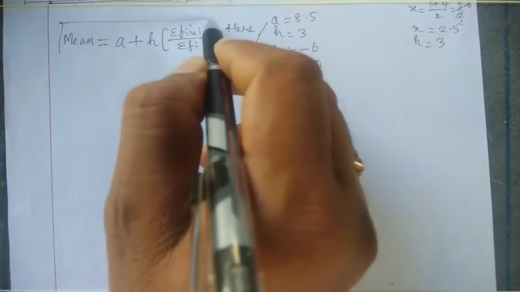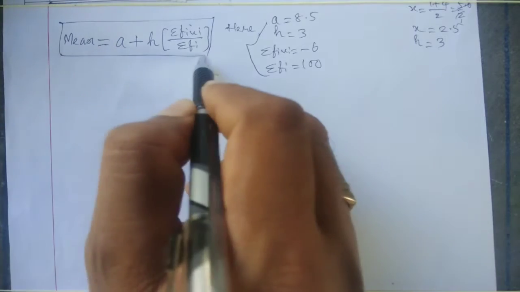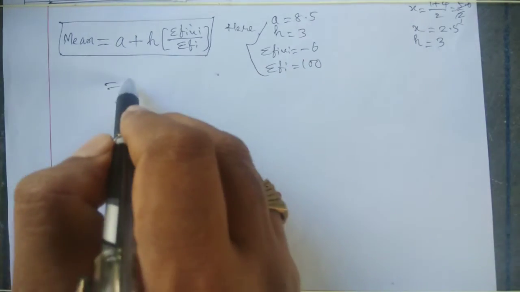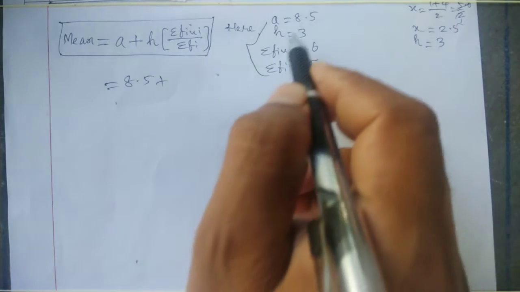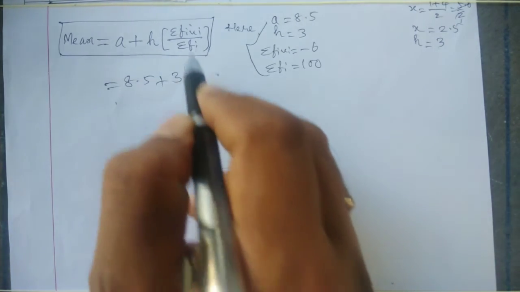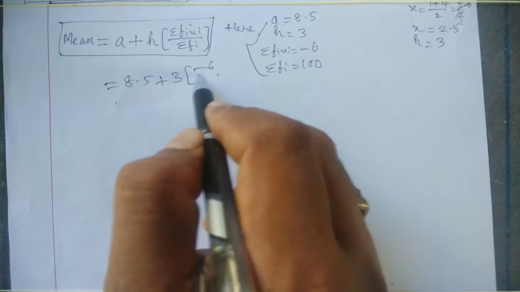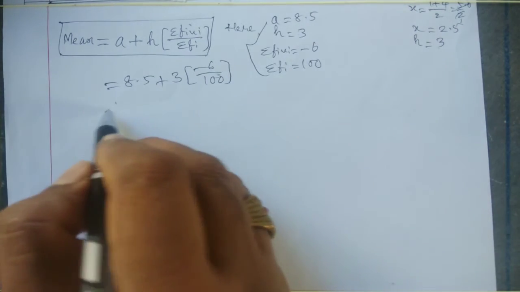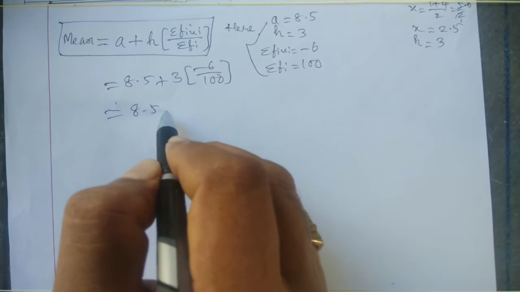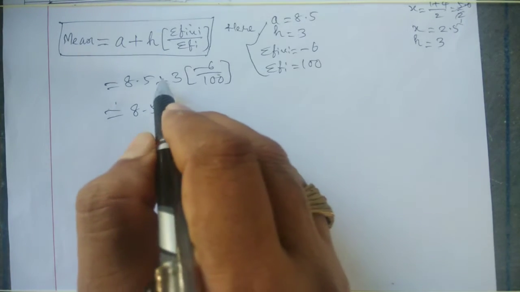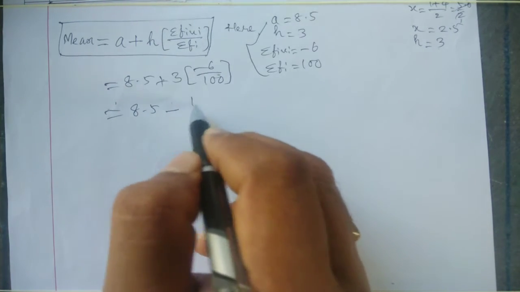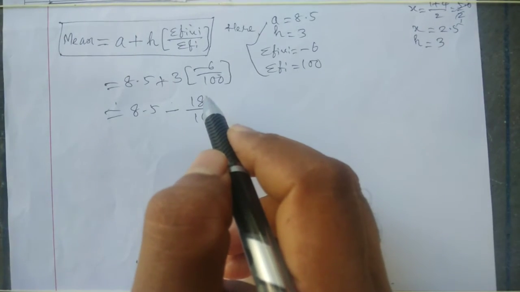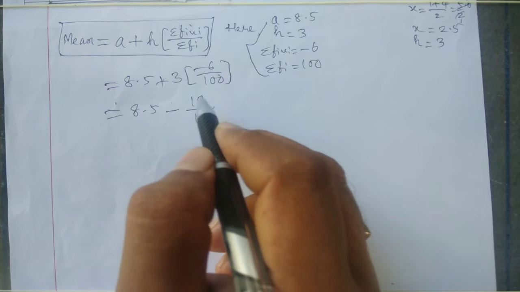This is the formula for finding mean in simplest form. A is 8.5, h is 3, sigma fu is -6 by 100. 8.5 plus and minus 3 6s are 18 by 100. To divide by 100, we shift the decimal to the left by 2 places.